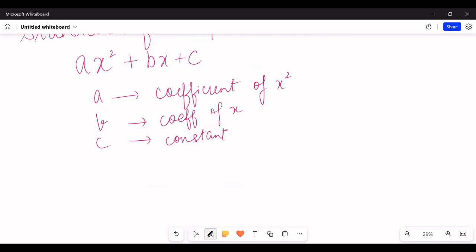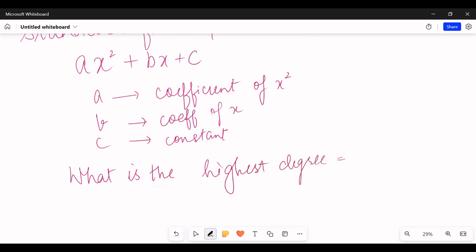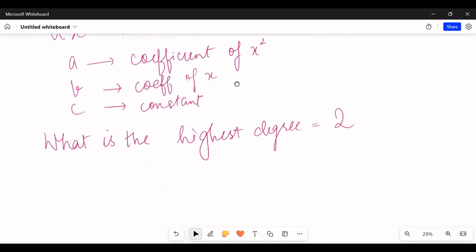Now, what is the highest degree of any quadratic equation? It's 2. And if it has degree 2, that means it has 2 roots.